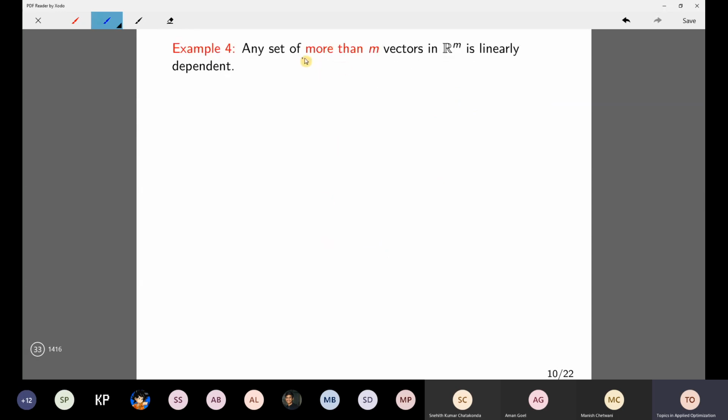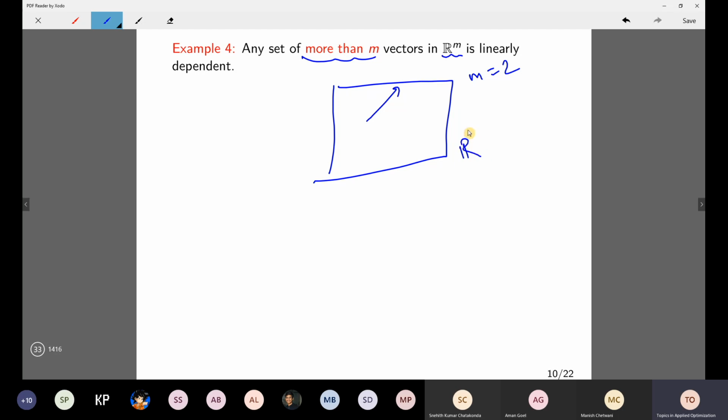If not, then it's dependent. A set of more than m vectors in Rm will be linearly dependent. Okay, so that's also a fact, because let us say m is 2 here. So I have more than m vectors, right? So in R2, if I'm given more than 2 vectors, which is m here, then they are going to be linearly dependent only, because in R2, these guys can generate any vector.